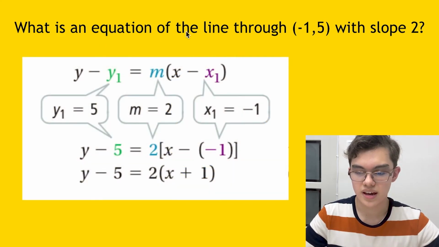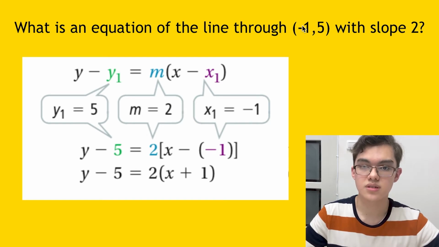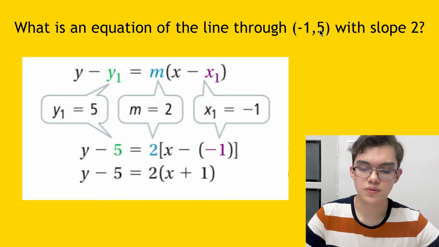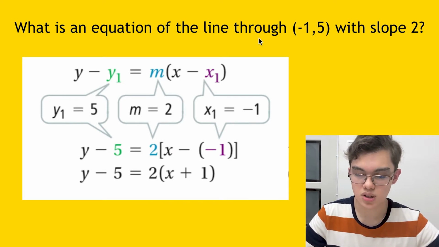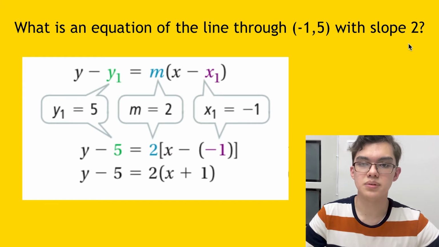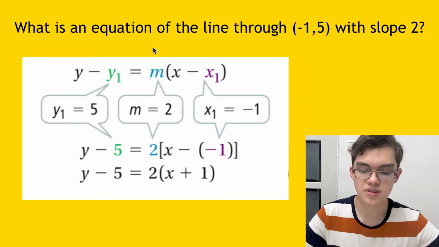So we have a point and we have a slope. So we're clearly supposed to use point slope form. So x1 is our x of the point here. Our x1 is negative 1. And so we replace x1 with negative 1. And our y1 is going to be 5 because it's the y value of the coordinate that we're given. So we replace y1 with 5. And finally, we have our slope, which is 2, and we replace m with 2 because m is our slope.